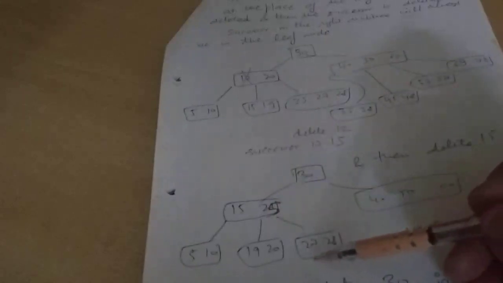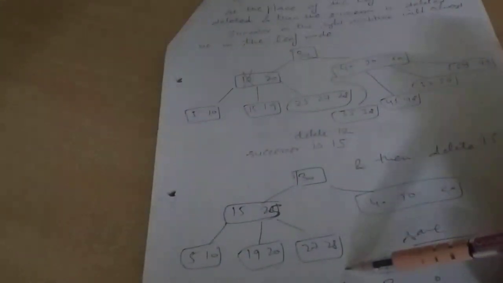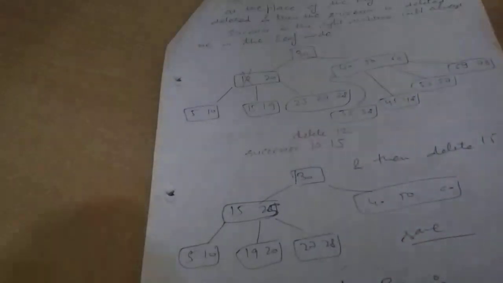Can we borrow from the left? No, we can borrow from the right. So 25 will go up and 20 will go down. This would be the final scenario: 25 goes up, 20 goes down, and 27 and 28 stay here.